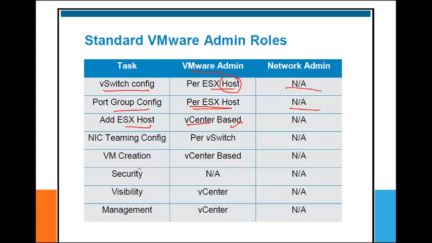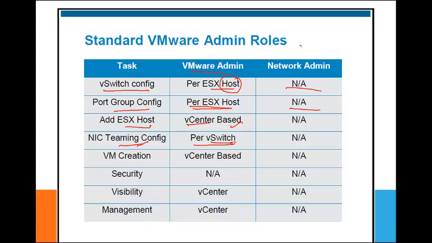And then NIC teaming. What is NIC teaming? Like an EtherChannel. In VMworld we call it NIC teaming. NIC teaming is nothing but binding NIC cards together. That's what we do in EtherChannel with LACP or PAgP. Here NIC teaming is per vSwitch, a grouping of ports. I'm sorry, a grouping of physical ports per vSwitch.